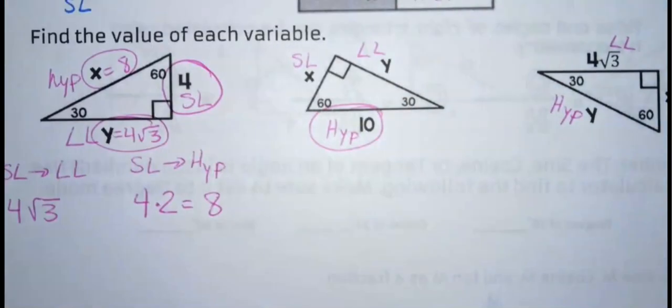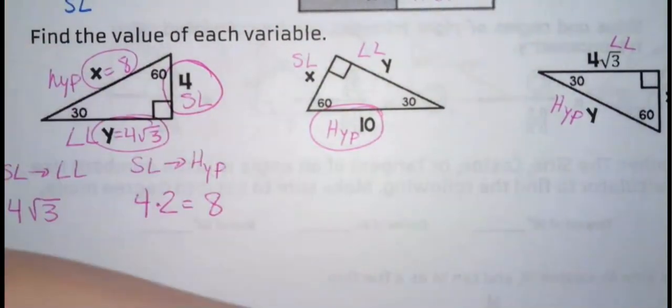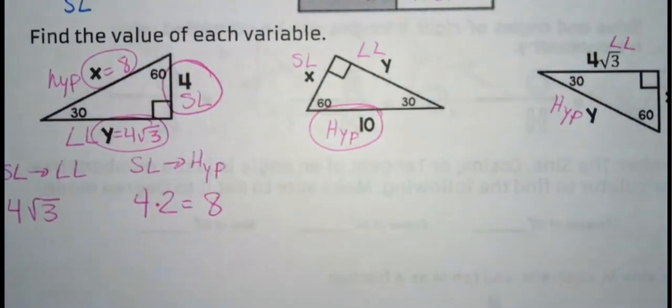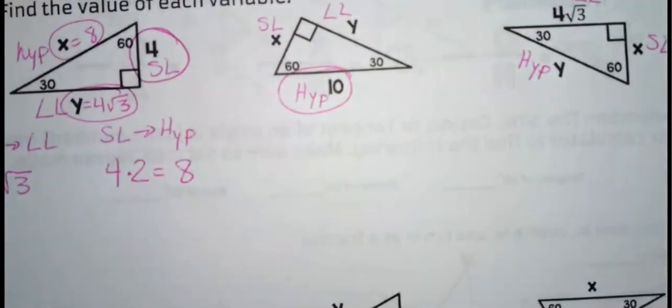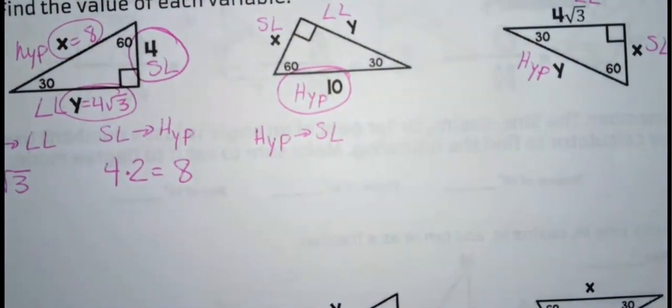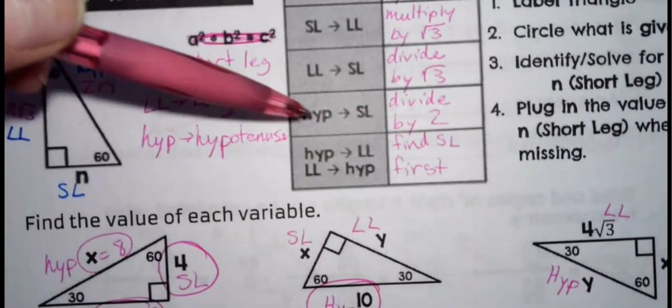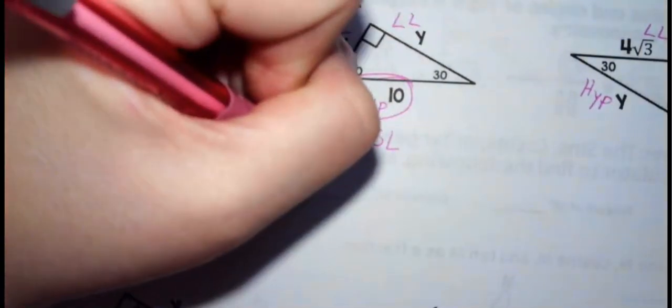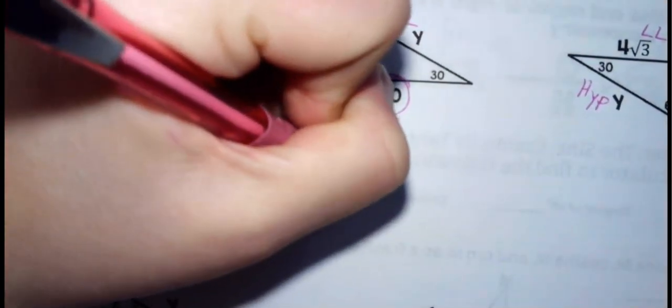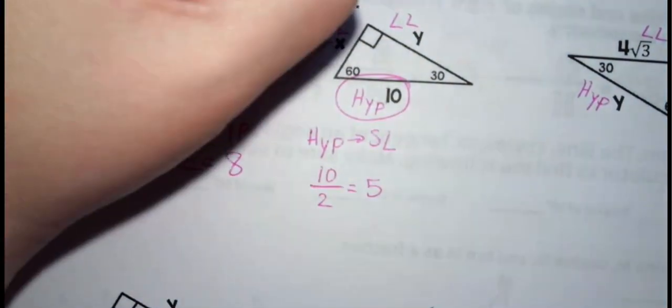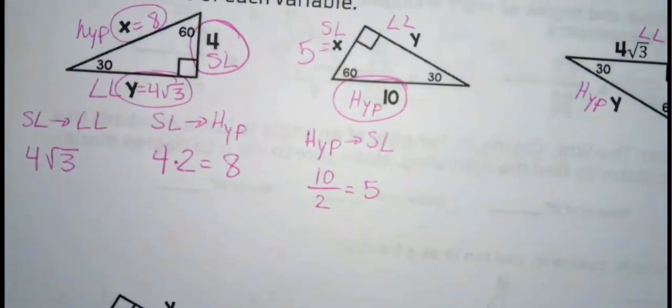Circle what's given. That's step 2. And then you want to solve for the short leg. That is step 3. And I'm reading these steps from up here. So now we want to solve for the short leg. That means hypotenuse to short leg. Got it? Hypotenuse to short leg. And then you look up here. How do I do that? You're going to divide by 2. All right? So 10 divided by 2 is 5. So my short leg is 5.